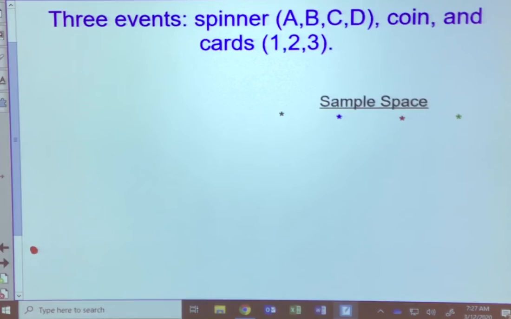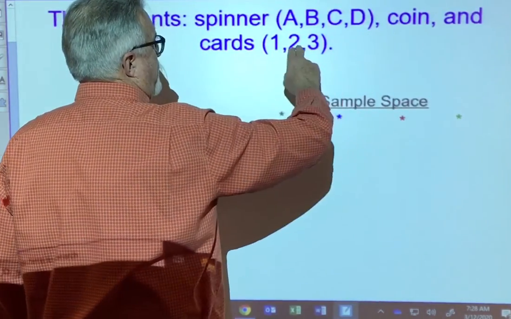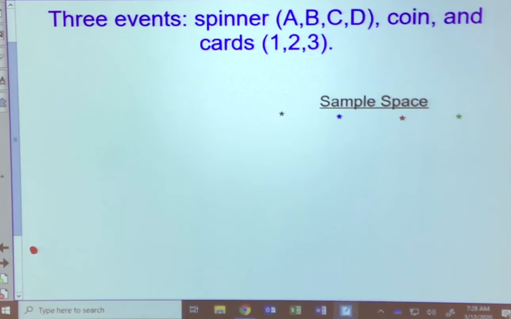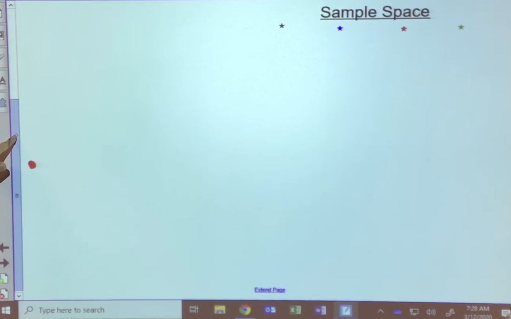If we use the fundamental counting principle, we have 4 times 2 times 3. So we should have 4 times 2 is 8, 8 times 3 is 24. We should have a total of 24 outcomes in our sample space. So let's take a look at this.